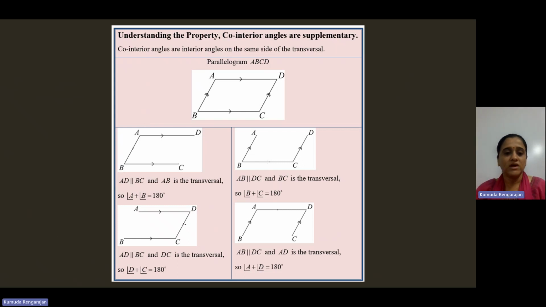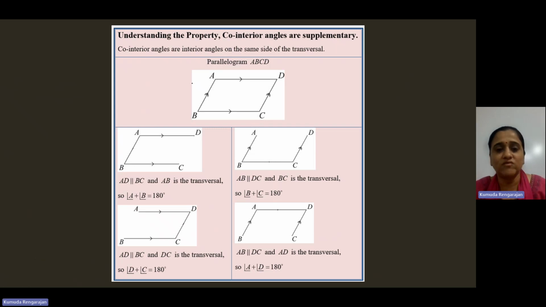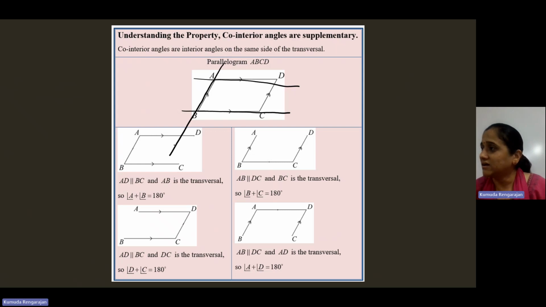Let me tell you just one more. With AD parallel to BC, AB is the transversal. Now, AD parallel to BC, DC is the transversal. With the same set of parallel lines, you can take two different transversals. You can take AB as a transversal and identify adjacent angles or co-interior angles that are supplementary, then you can take DC or CD as a transversal. Adjacent angles or co-interior angles are supplementary.